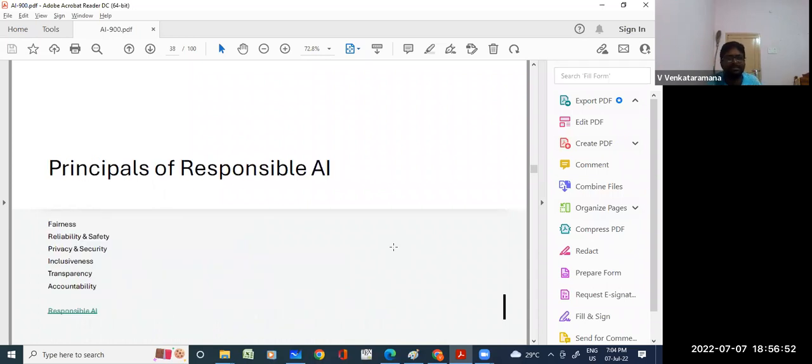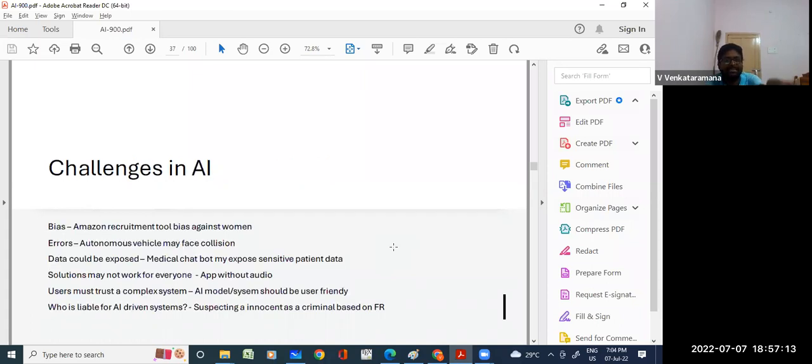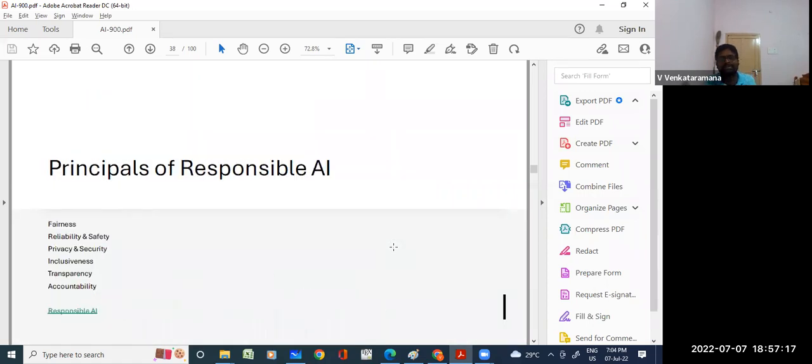There are 6 principles. You will get mainly 2-3 questions from this discussion on the principles of responsible AI. So we will discuss it in tomorrow's class. Tomorrow's class, we are mainly focusing on the principles of responsible AI. Each principle will address each challenge. There are 6 principles, and here you can see the 6 challenges. So each principle will address each challenge.